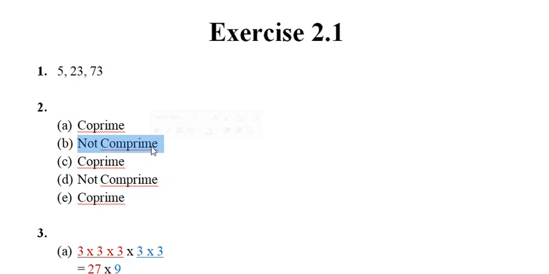Now in C, 33 and 35, this set is co-prime. Why? Because there is a common factor of only 1. Again in question D, it is not co-prime. Why? Because 1 and 11 are the common factors, so it is not a co-prime pair. And in question E, 64 and 169, yes, it is co-prime.